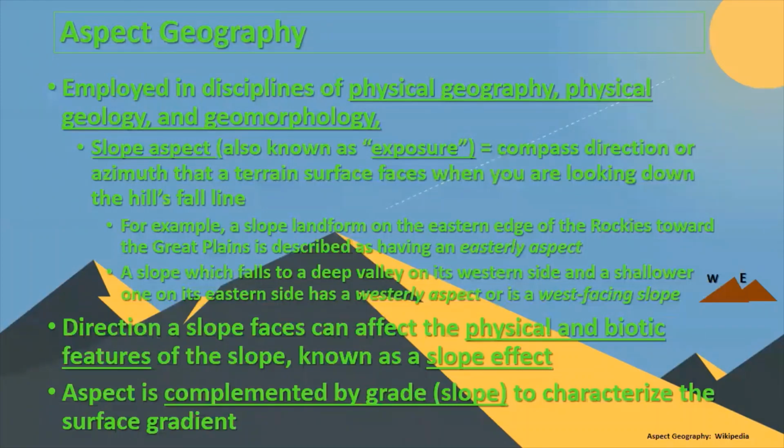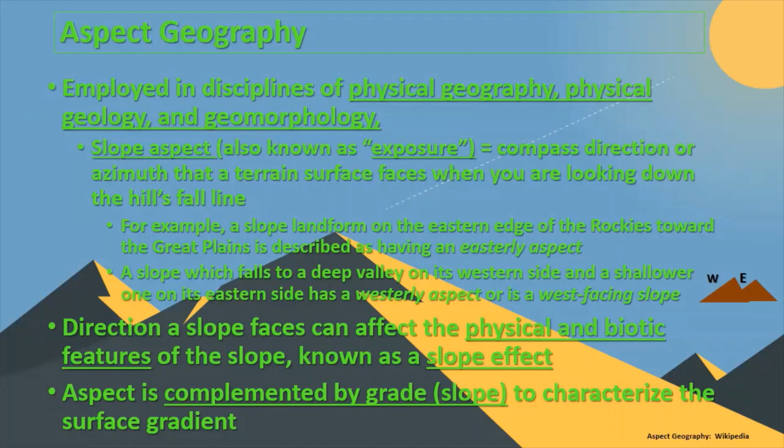So aspect geography is employed, as I said, with different disciplines. I listed a few up there, like physical geography and physical geology. And the study of landforms, that's what I am, a geomorphologist. I started off as a cartographer for the federal government and map maker. So this slope aspect is also known as exposure, and it's simply the compass direction or azimuth, and how to use the compass, that a terrain surface faces when you're looking down the hill's fall line.